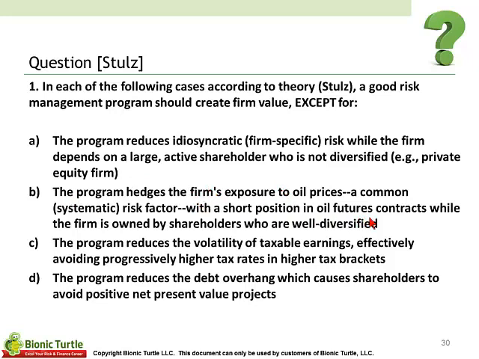B, the program hedges the firm's exposure to oil prices, for example, as an illustration of a common systemic risk factor with a short position in oil futures contracts. C, the program reduces the volatility of taxable earnings, effectively avoiding progressively higher tax rates and higher tax brackets. And D, the program reduces the debt overhang, which causes shareholders to avoid positive net present value projects.